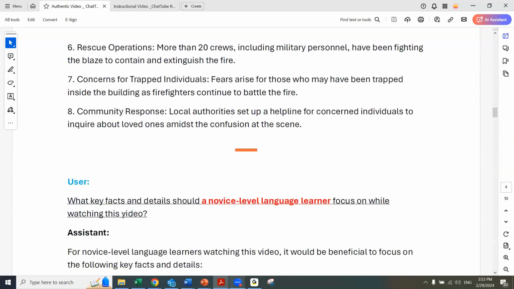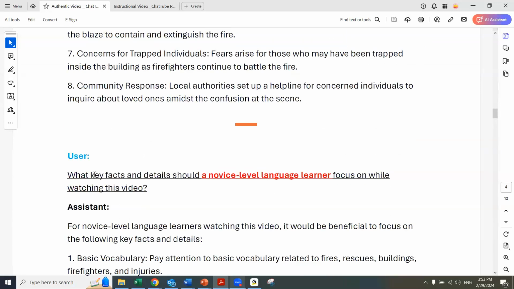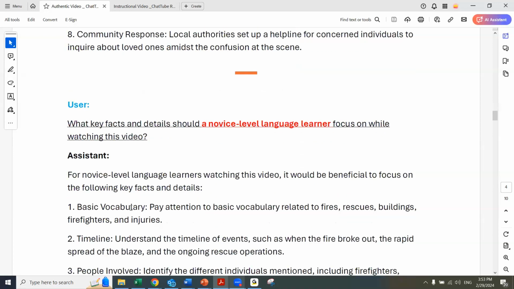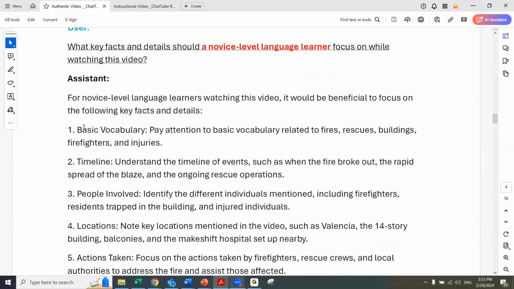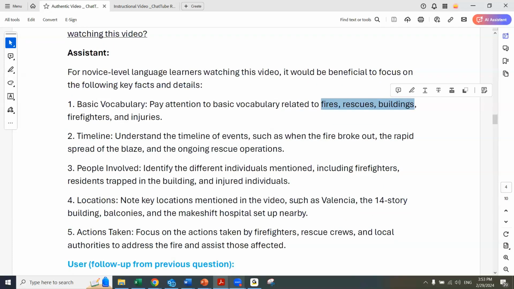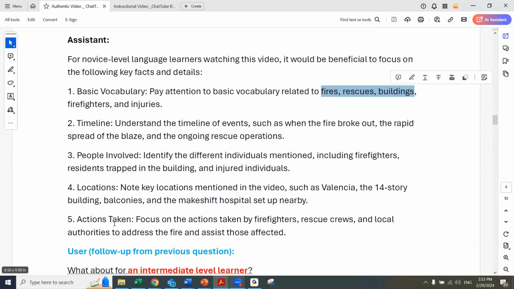And then I also ask what key facts and details should a novice level language learner focus on, right? So we can use the same video for different levels. For the novice level, it gave basic vocabulary like fires, rescue, building, more like nouns or verbs, more basic ones. Locations, action taken.